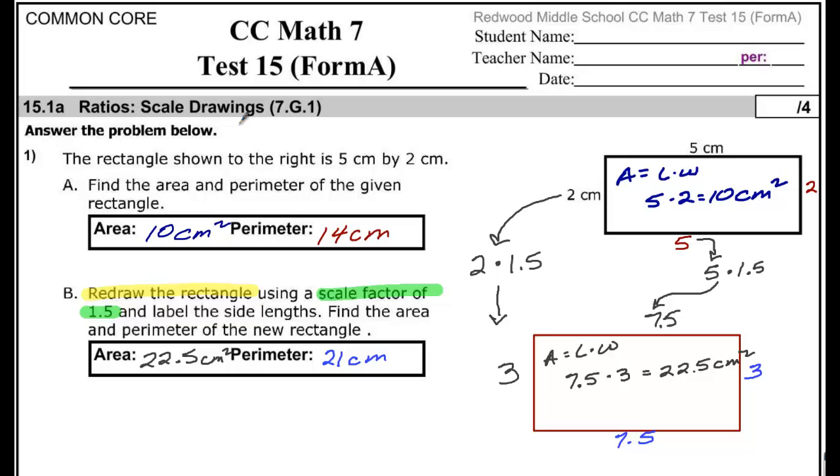So you need to know how to do this, and if you're not sure how to do it, watch the video, check it against your test, and then if you still have questions, be sure you bring them to class.